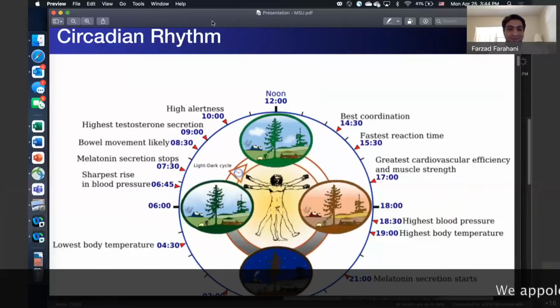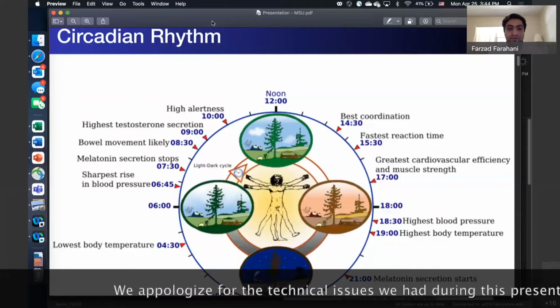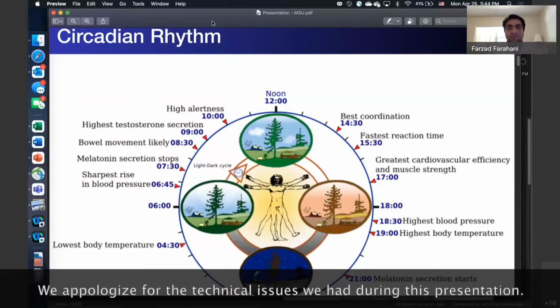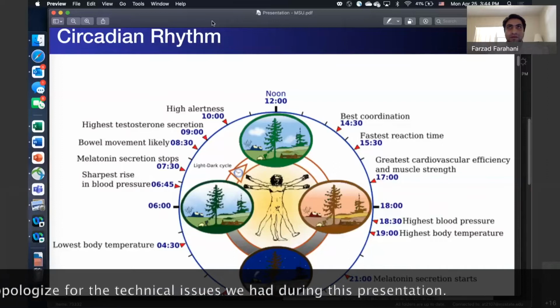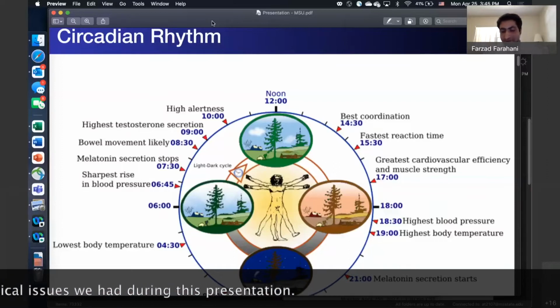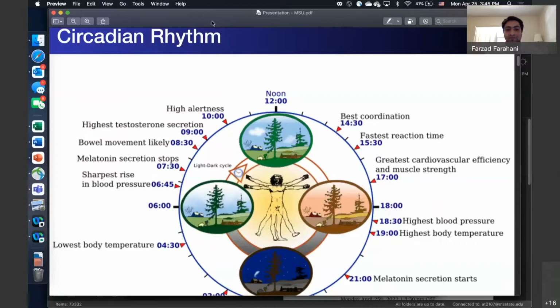Circadian rhythm is a natural, biological, internal fluctuation of approximately 24 hours that has been observed in many animals, almost all organisms, including animals, plants, fungi, and even bacteria. So it is not only for humans; it's almost for every organism.